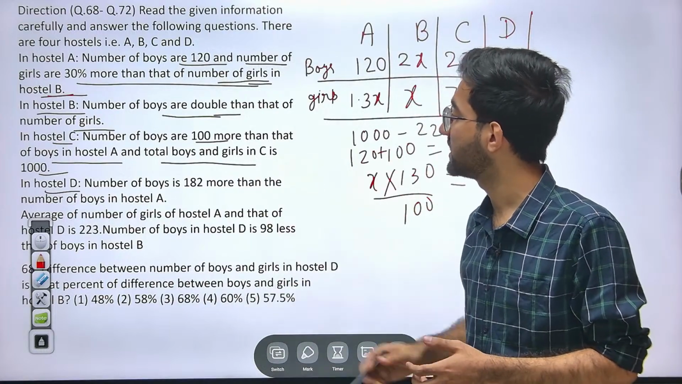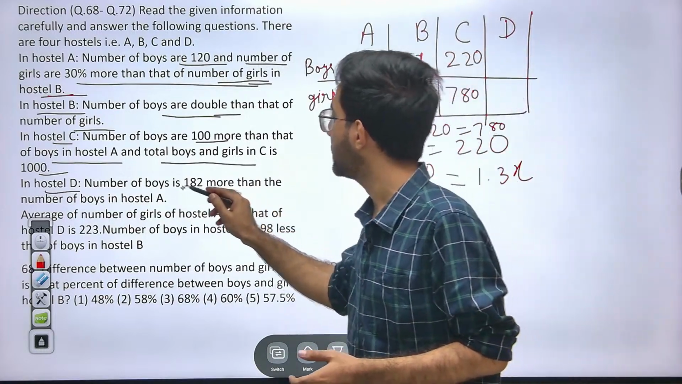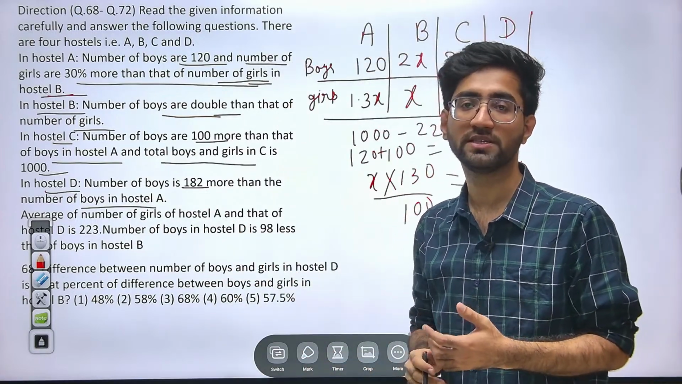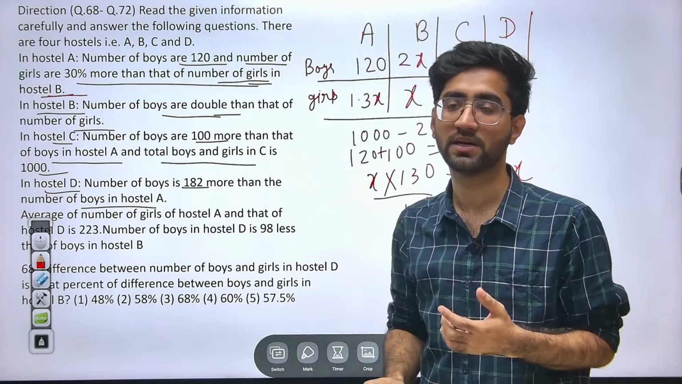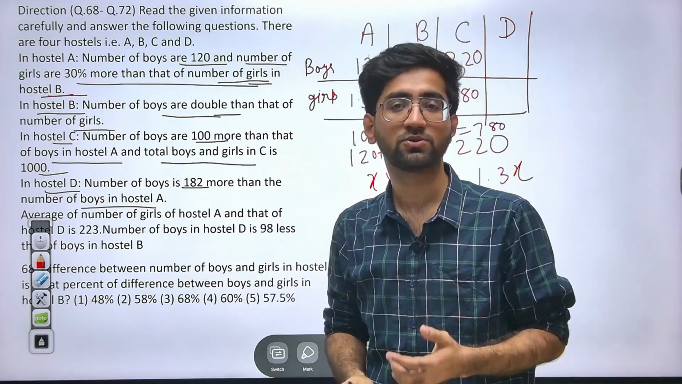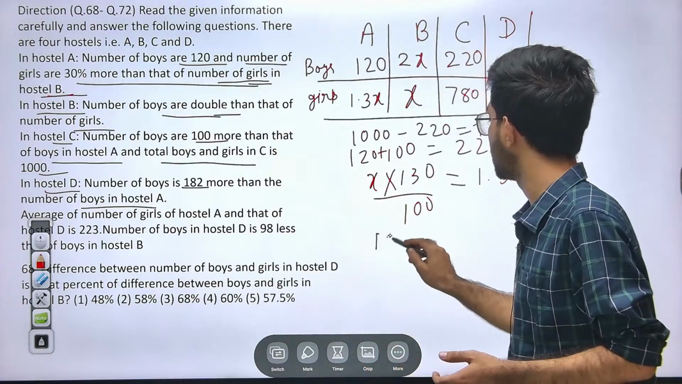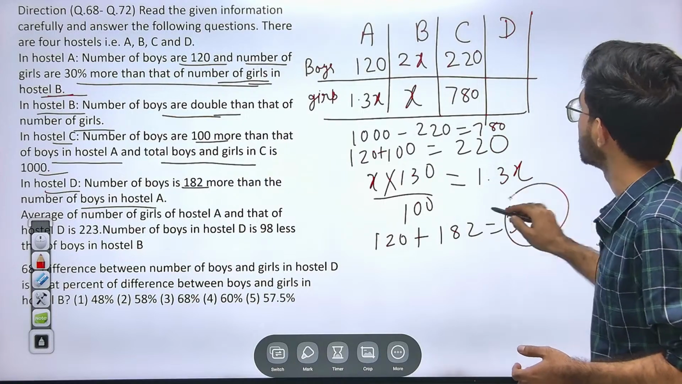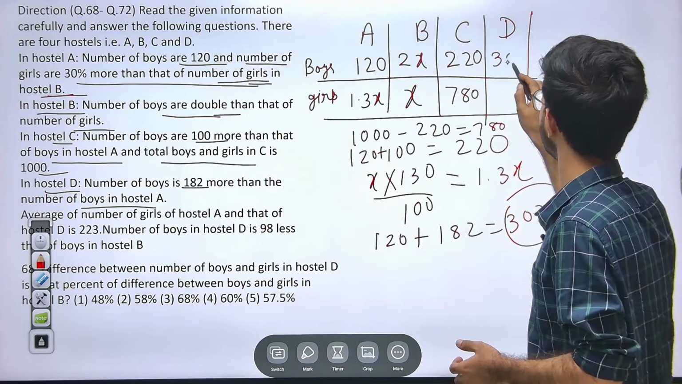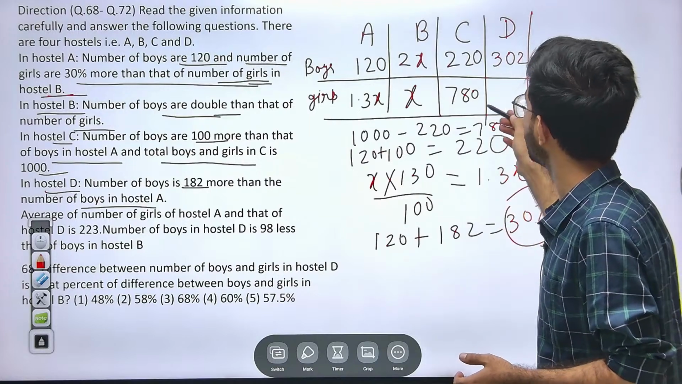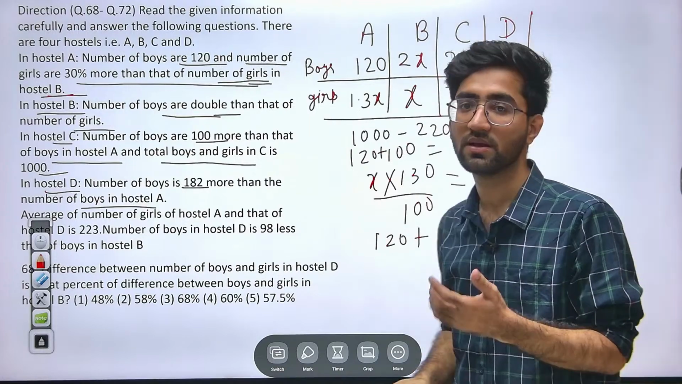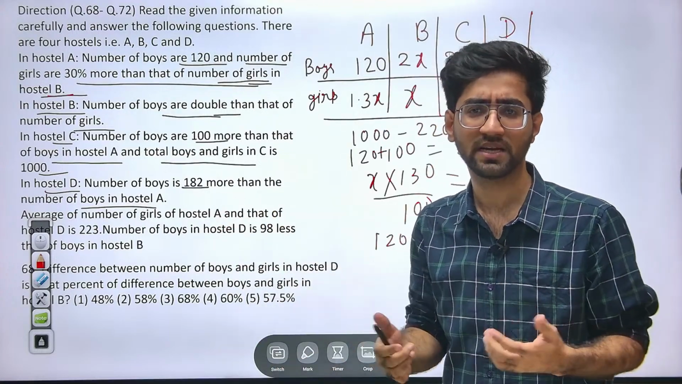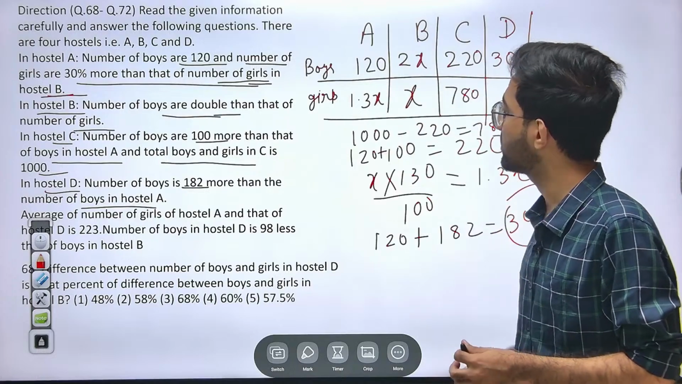Now let us read about the hostel D. The hostel D says that the number of boys is 182 more than the number of boys in hostel A. Do we know the number of boys in hostel A? Yes, that number is 120. So basically 120 plus 182, and if you add 120 and 182, you will get 302. So now we know the number of boys in hostel D is simple, 302. But we don't know anything about the number of girls in hostel D. But there are few data, right? And hopefully after using that data, we will be able to find the number of boys and girls in each hostel separately.